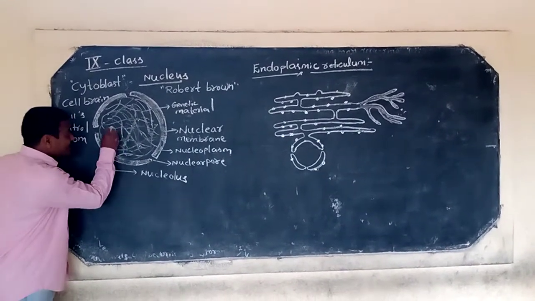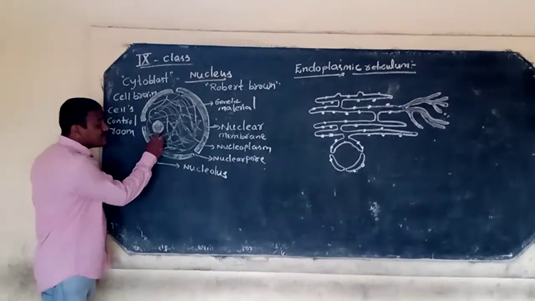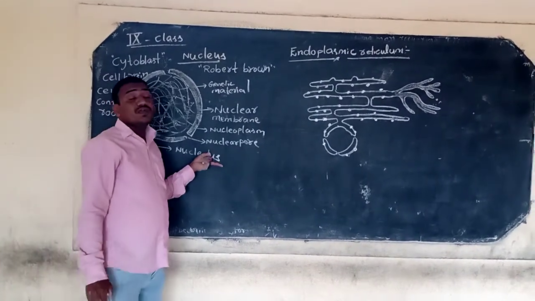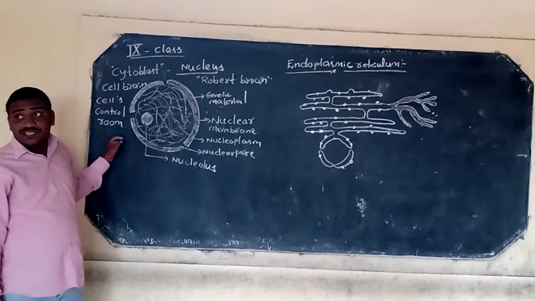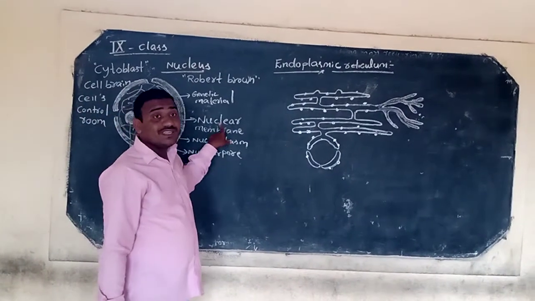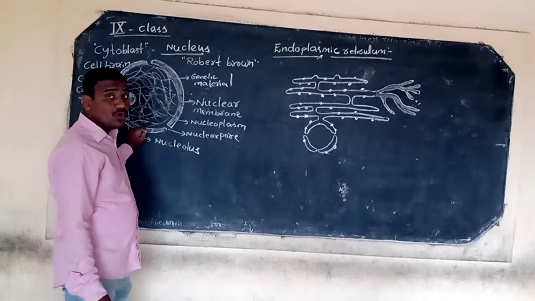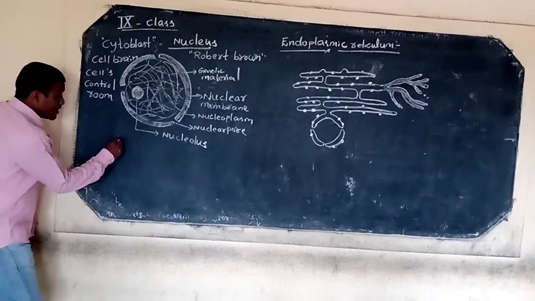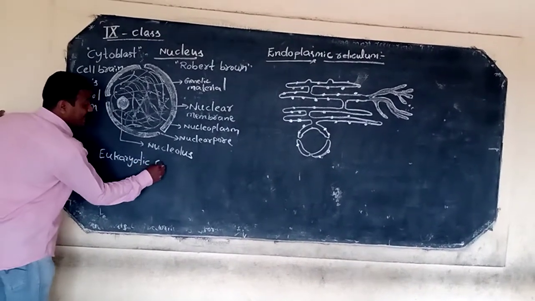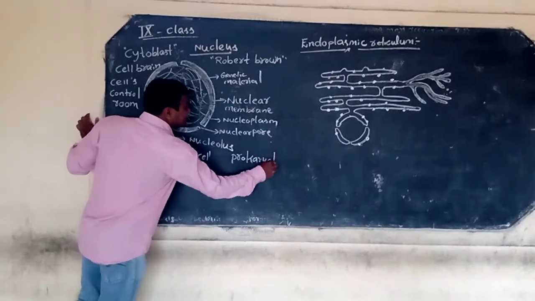Next, in the nucleus we also observe one small round structure that is called the nucleolus. What? Nucleolus. Next, depending upon the nucleus, the cells are categorized into two types, meaning divided into two types. One is called the eukaryotic cell. Another one is the prokaryotic cell.